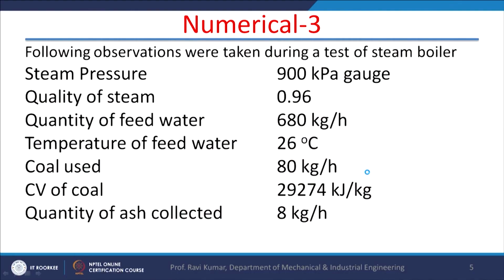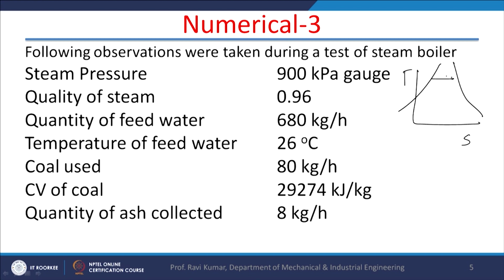Following observations were taken during a test of a steam boiler. Steam pressure 900 kilopascal gauge. So, atmospheric pressure has to be added before doing any calculation. Quality of steam 0.96. So, if you look at the Rankine cycle again, here it is not fully saturated, it is 0.96, right.